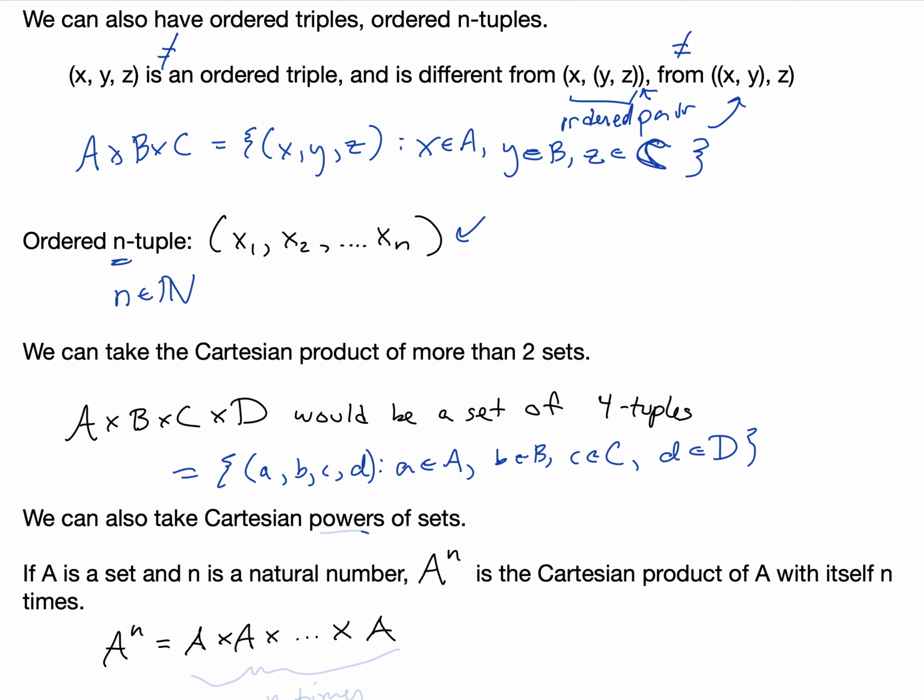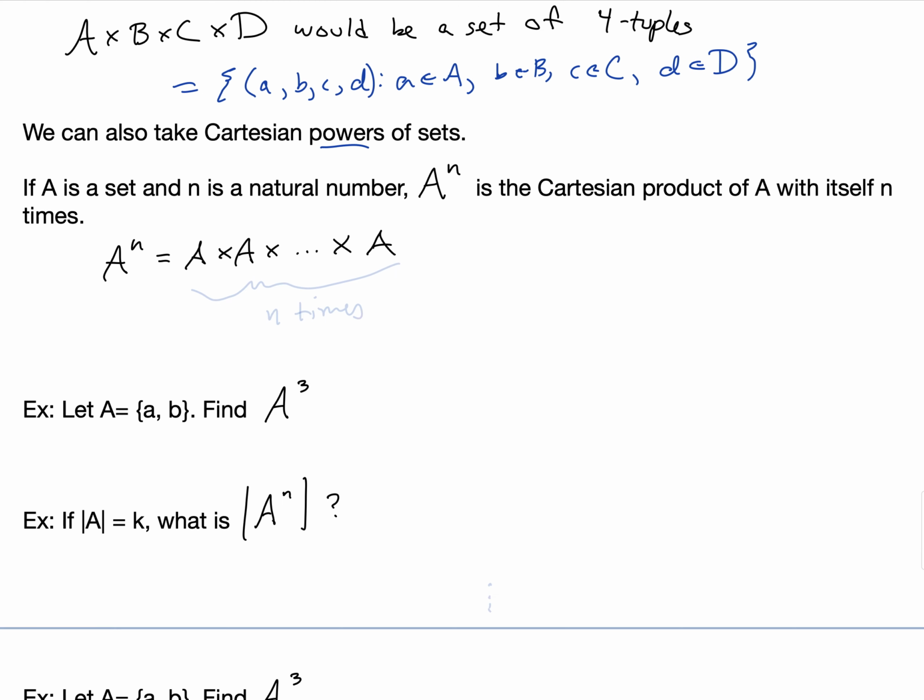Finally, we can also take the Cartesian powers of sets. So we see that Cartesian product is kind of like multiplication. Remember that the cardinality of A cross B is the cardinality of A times the cardinality of B, and in some ways it looks a little like multiplication. Cartesian powers of sets are like exponents. So if A is a set and n is a natural number, A to the n is the Cartesian product of A with itself n times.